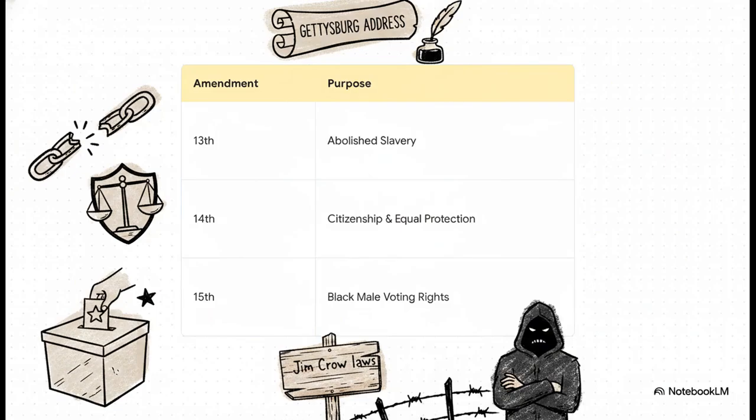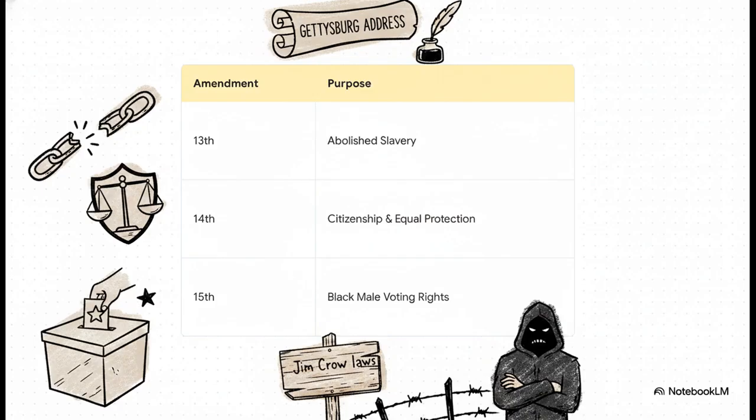So that intense division over slavery eventually triggers the Civil War. In 1863, Abraham Lincoln delivers the Gettysburg Address. In just 272 words, he brilliantly reframes the whole purpose of the war. It wasn't just about saving the Union anymore. It was about a new birth of freedom.